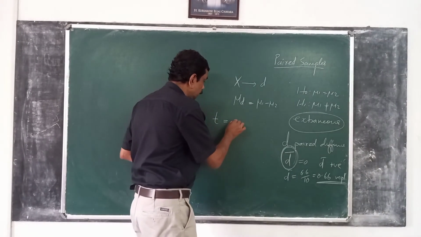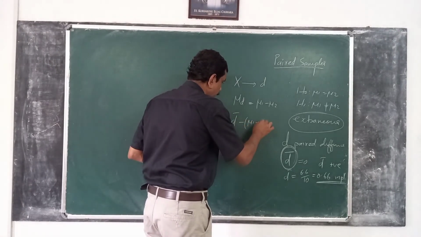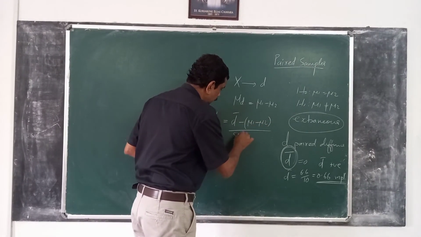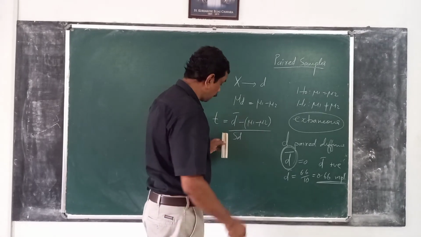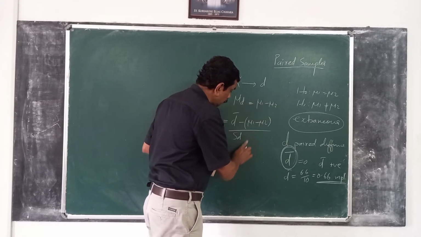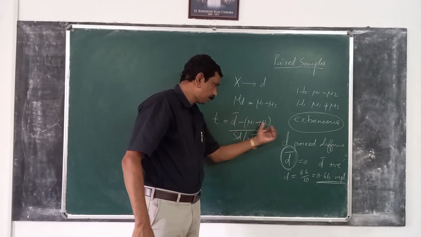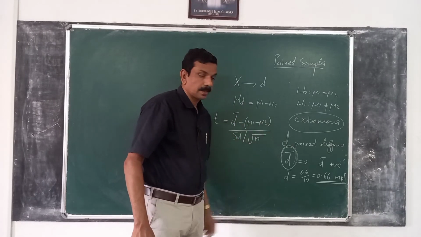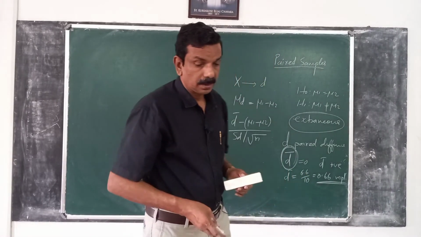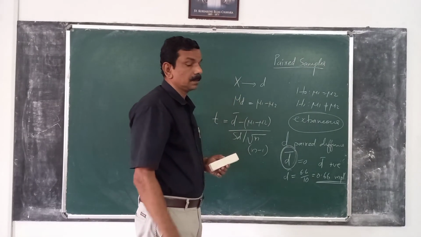is equal to d bar minus (mu1 minus mu2) divided by SD, that is the standard deviation of the paired difference, divided by root n. The variable d bar minus (mu1 minus mu2) by SD by root n follows a t distribution with n minus 1 degrees of freedom.